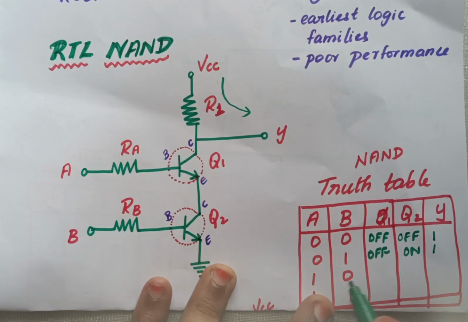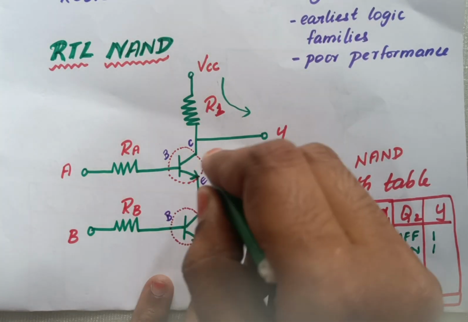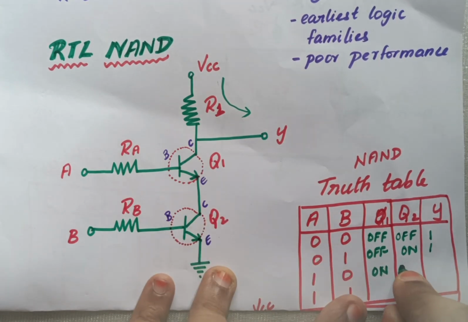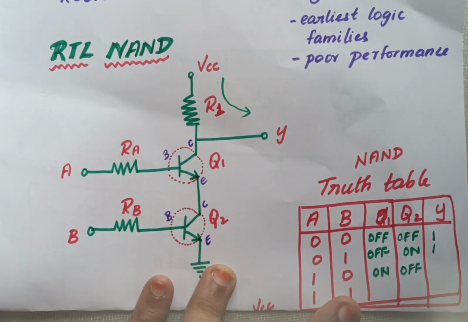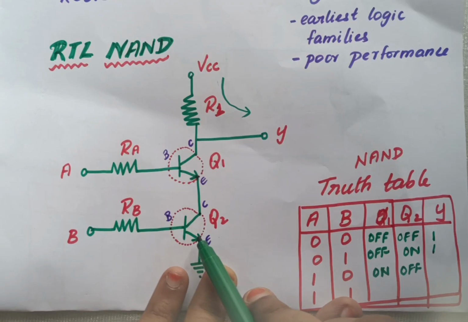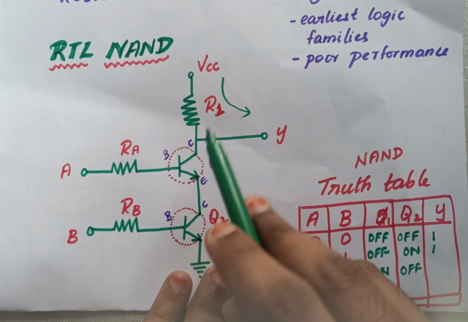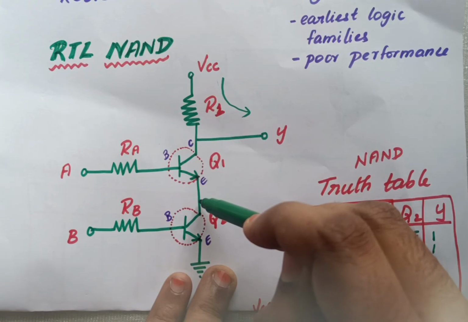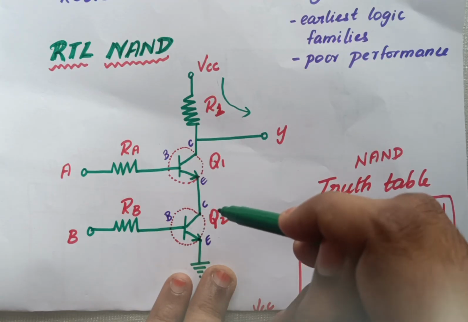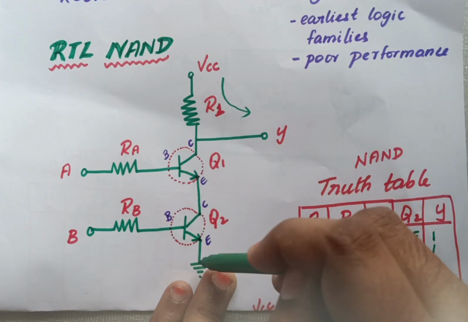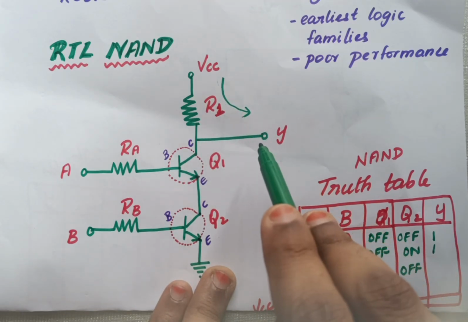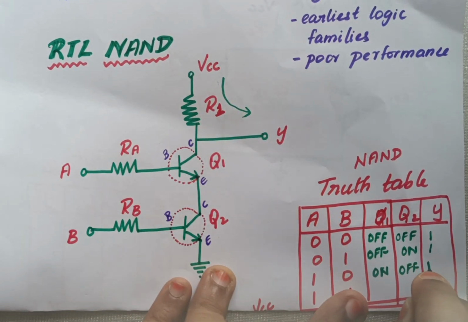Taking the third input, when A is 1 and B is 0, Q1 will be on. And since B is 0, my Q2 will be off. So now what happens? My Q1 is on, but my Q2 is off. Q1 is on means it is short circuited. My voltage can begin from here and flow till this point, but it can't go beyond Q2. Since the voltage is not grounded, again all the current is pulled to Y, and my Y is high. So again my Y value will be 1.